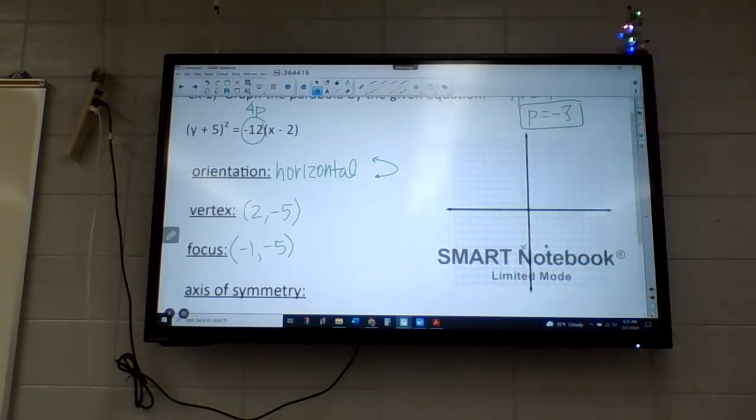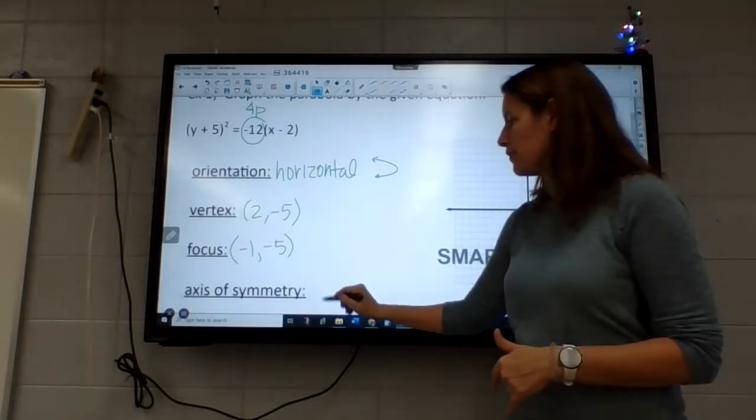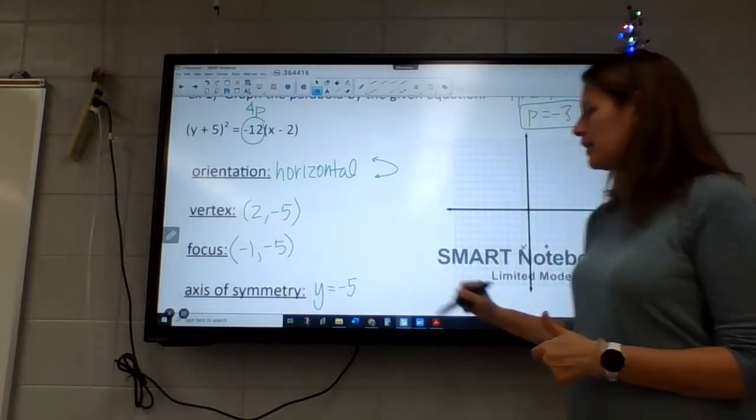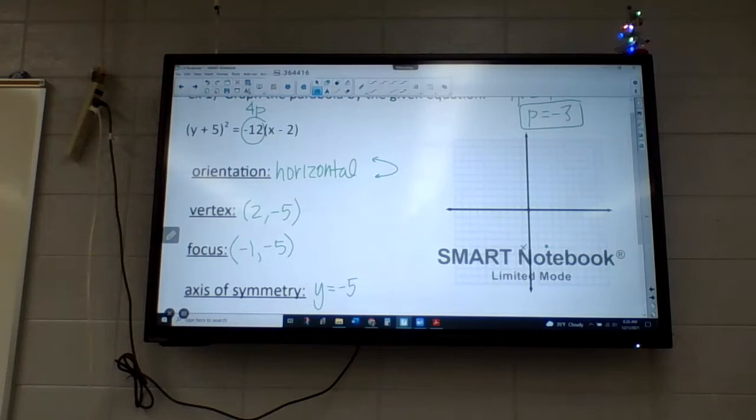So I'm giving myself that to make sure this is what I was expecting to happen. The axis of symmetry just goes horizontally through this, and it's basically just the y value, so it's y equals negative 5. And you don't necessarily have to draw that on there. If you want to, you can.